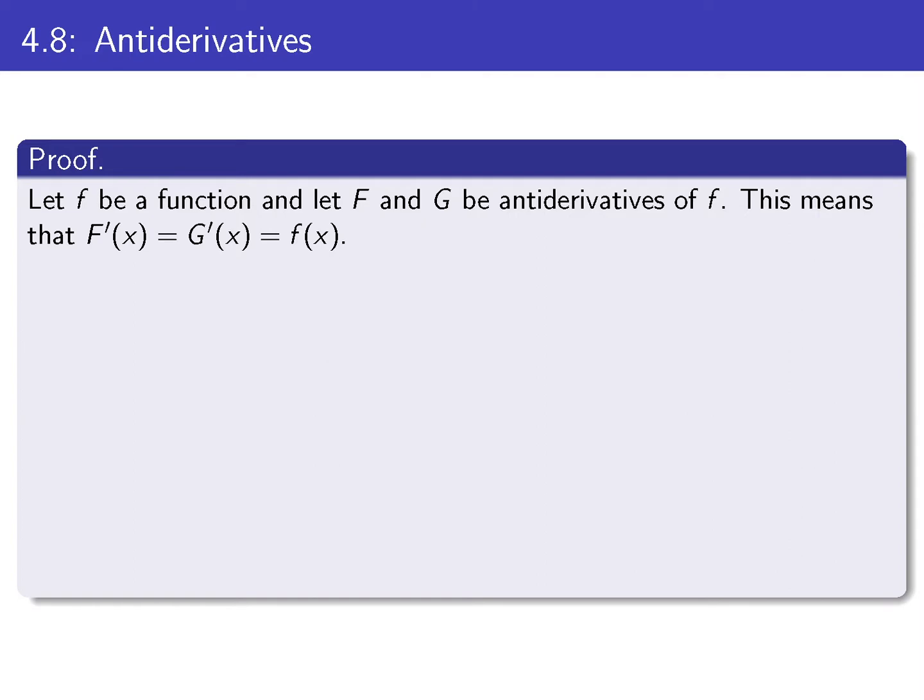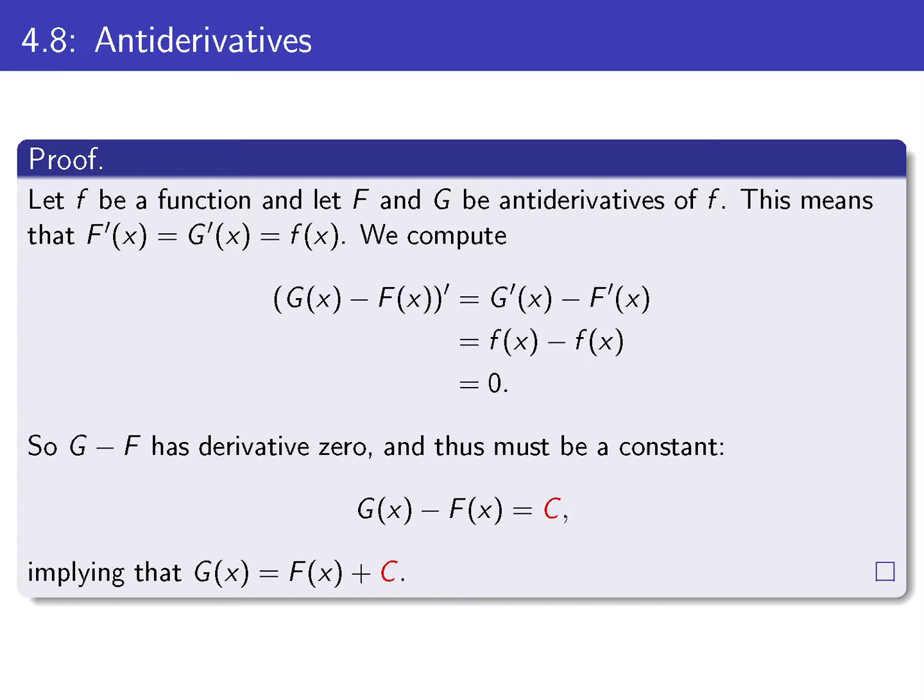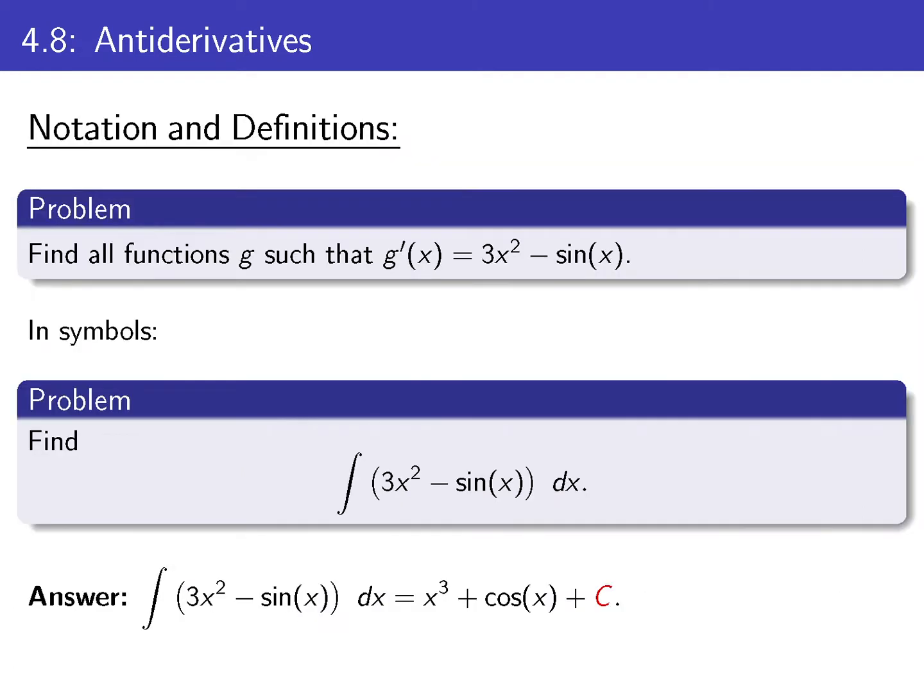So let's do it. We take the derivative of capital G minus capital F of x, and because they both have the same derivative, little f, it cancels and goes to 0. So G minus F must be a constant. Solving for capital G of x, we get that capital G of x is equal to capital F of x plus a constant.